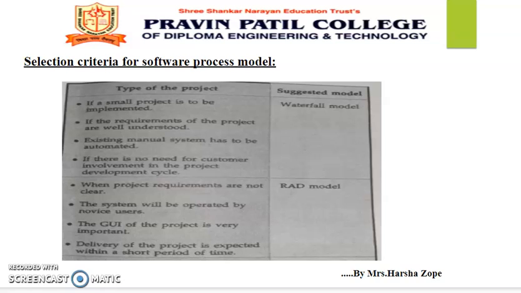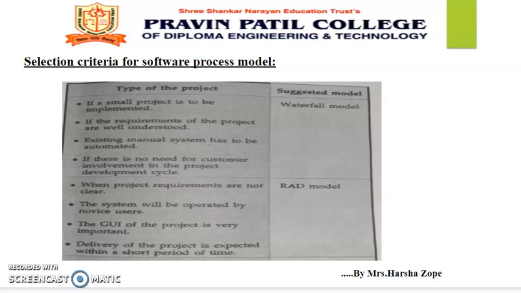First, if a particular type of project is there, then we will see which process model we have to choose. If the project is a small scale project, and if the requirement of the project is well understood, if an existing manual system has to be automated, and if there is no need for customer involvement in the project development cycle, then in that condition, the waterfall process model is used.